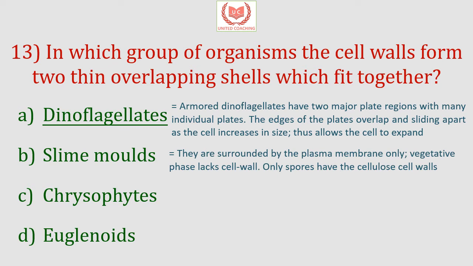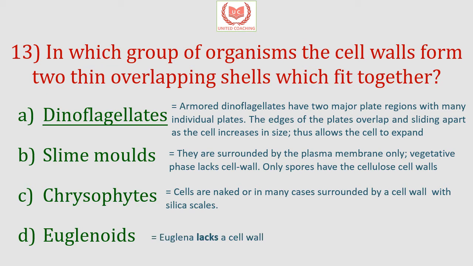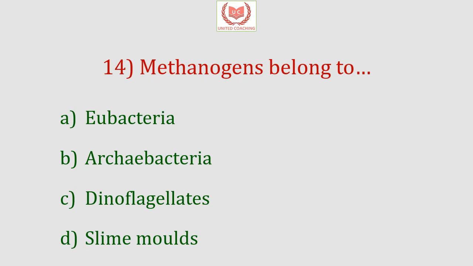Vegetative phase lacks cell wall, only spores have the cellulose cell walls. In chrysophytes, cells are naked or in many cases surrounded by a cell wall with silica scales. And euglenoids lack cell wall. So answer is dinoflagellates. Our next question is, Methanogens belongs to, is it eubacteria, Archaebacteria, dinoflagellates or slime molds?